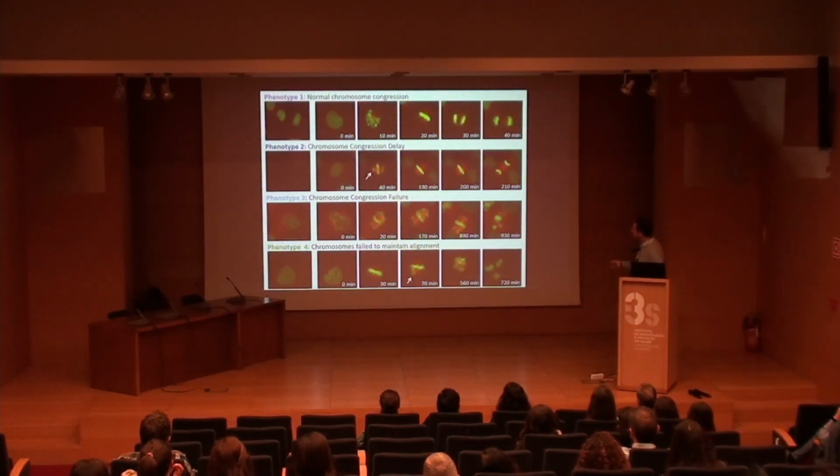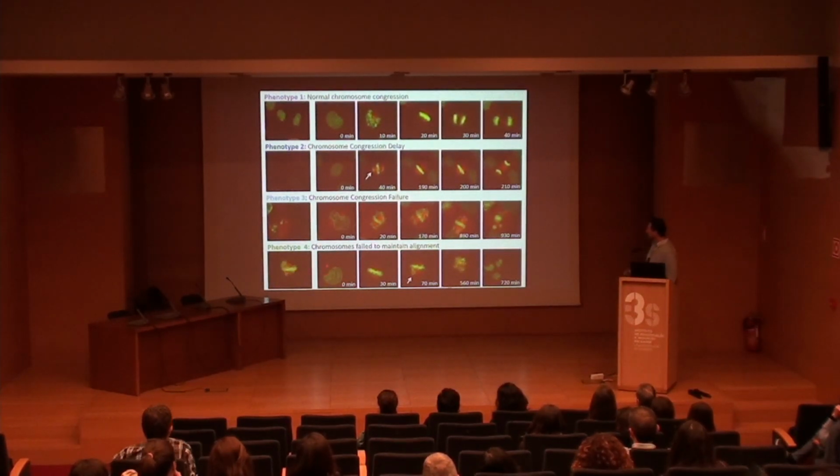Phenotype 3, they completely fail congression. So from the very starting point, there's always a few chromosomes that are unable to congress, and because they are unable to do so, this cell, after a lot of time, has to do something. And one thing that they do quite often is to die, and it's actually thought to be the basis of many chemotherapy agents used in cancer treatment.